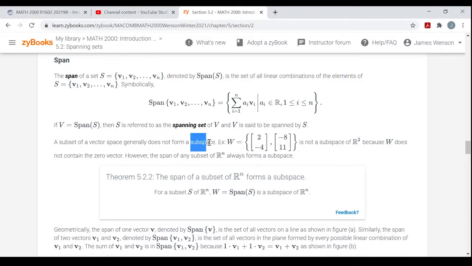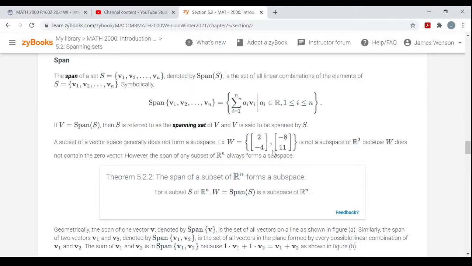A subset of a vector space generally does not form a subspace. Remember this word from section 5.1. For example, this set W, with just these two vectors, the vector -2, 4 and -8, 11, is not a subspace of R2. It wouldn't satisfy all 10 of those vector space properties. It's definitely not closed under addition. If I add these together, I'd get -6, 7, and the vector -6, 7 is not in here.